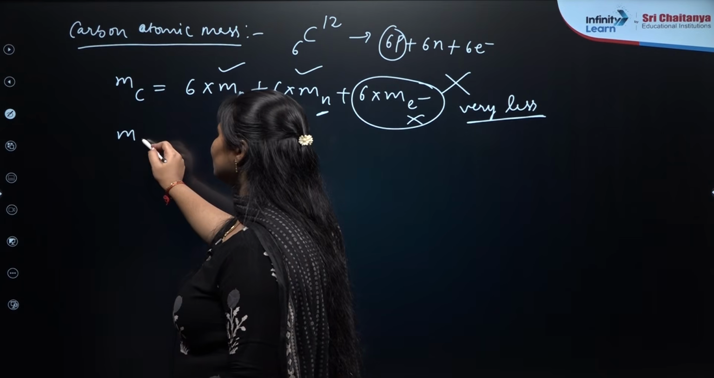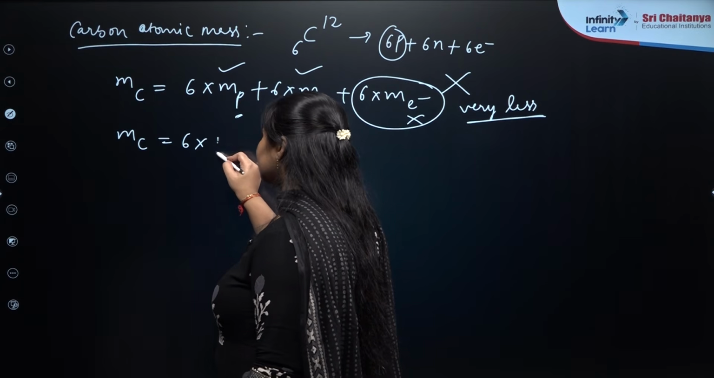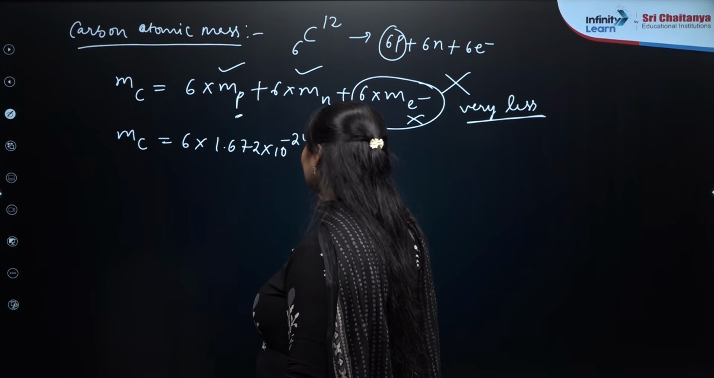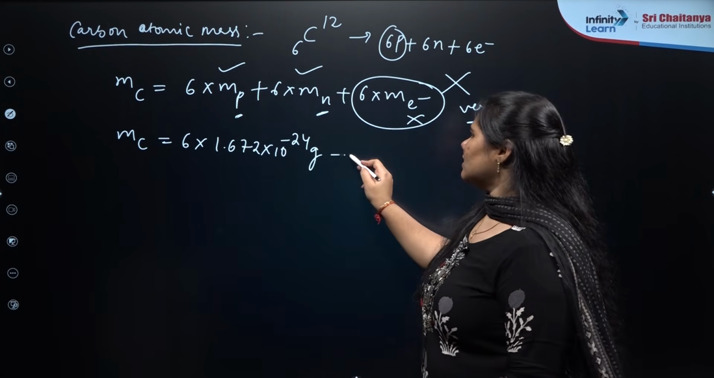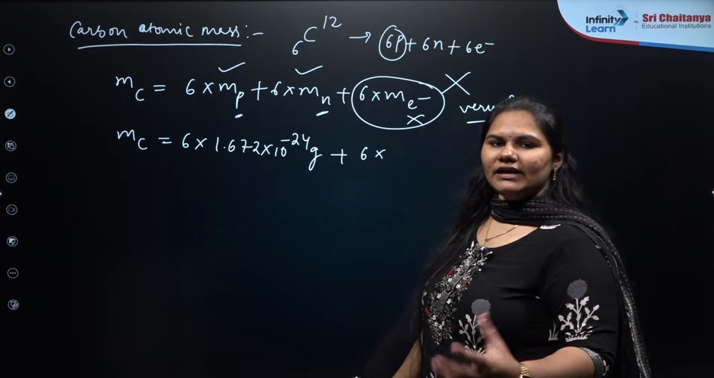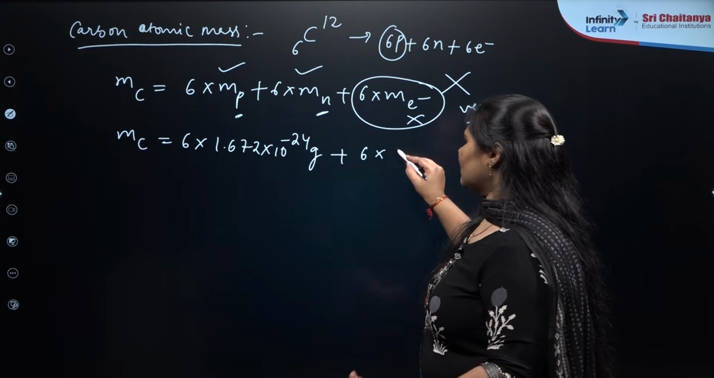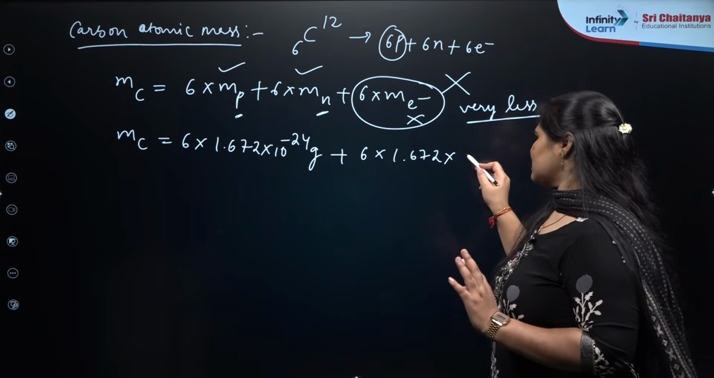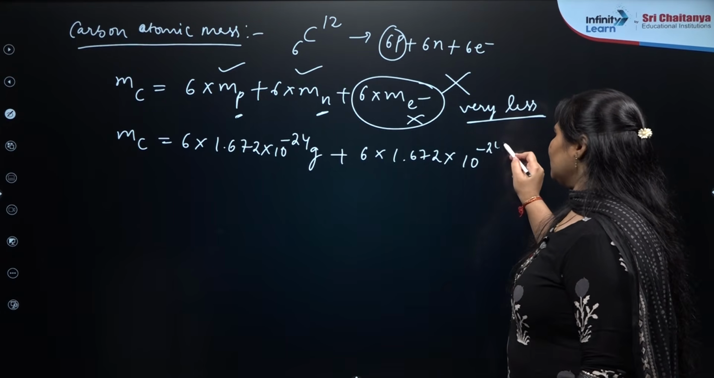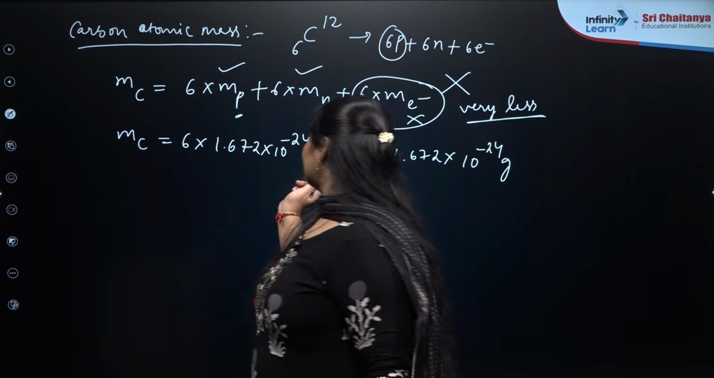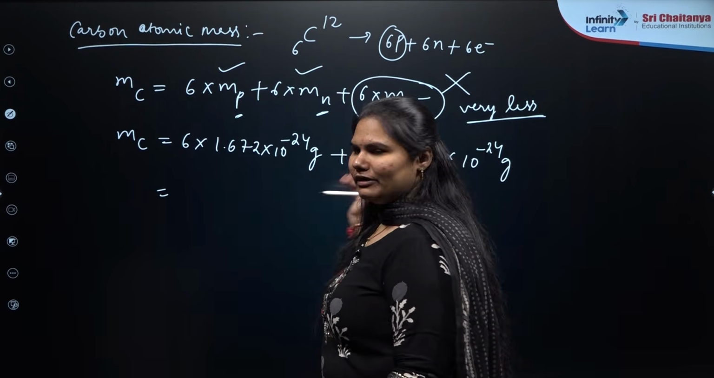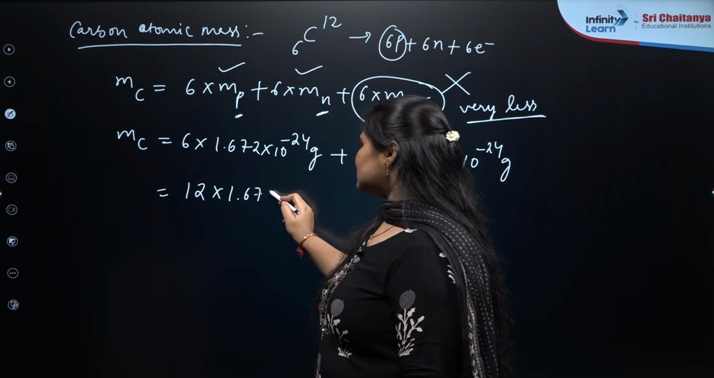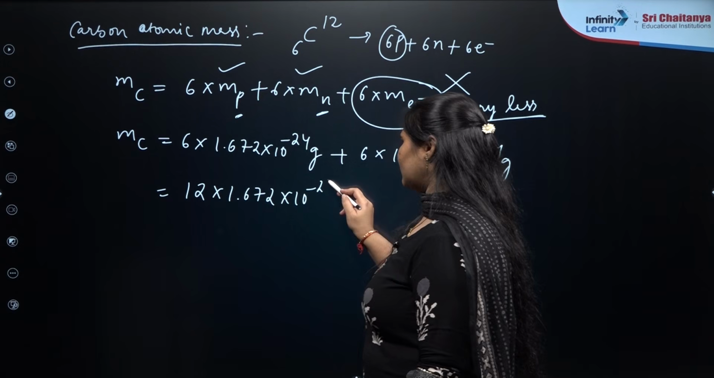So now let us substitute. Mass of carbon is equal to 6 into 1.672 into 10 power minus 24 grams, plus 6 into, now what I'll do is, I'll take mass of neutron also same as proton, because they are almost same, right? For my convenience, I'll take it as 1.672 into 10 power minus 24 grams. Now if you take this value common, we'll get 6 plus 6, how much? 12 into 1.672 into 10 power minus 24 grams.